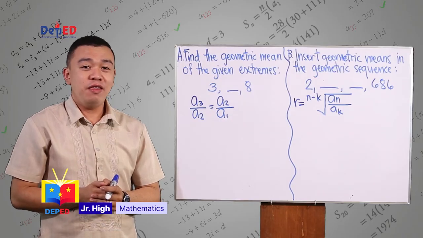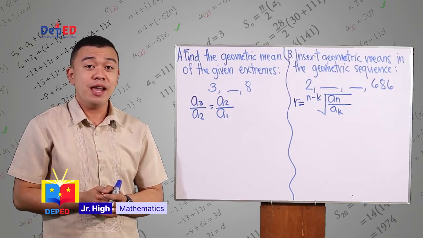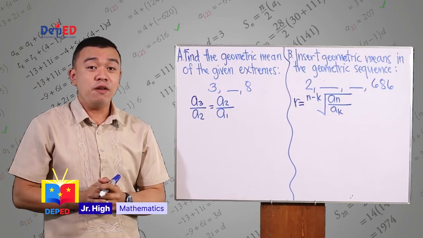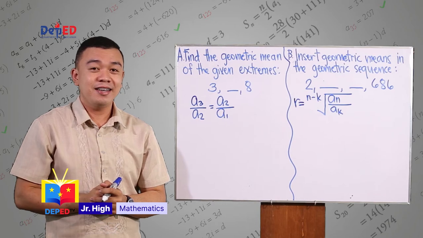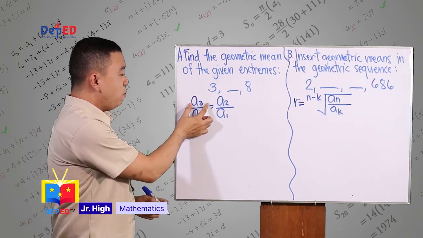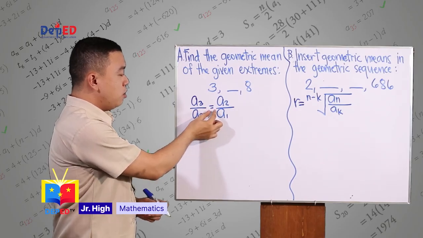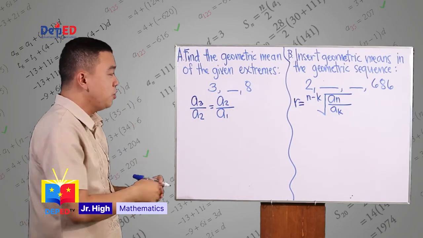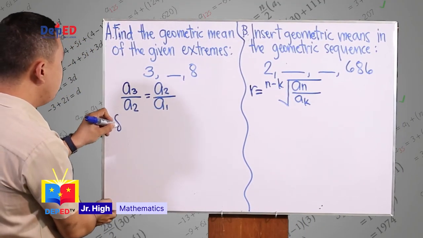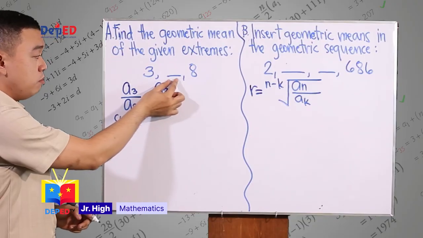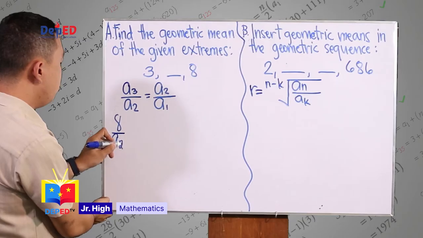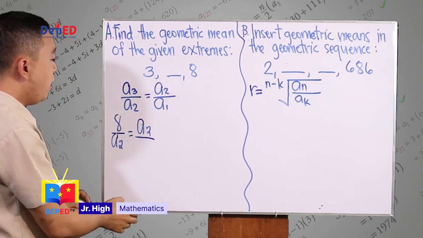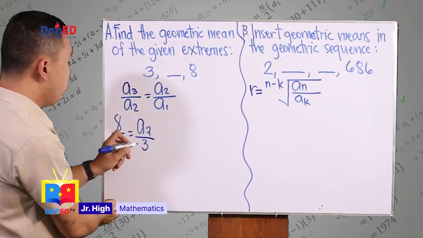For letter A, find the geometric mean of the given extremes 3, blank, and 8. Again, we are looking for the geometric mean of the extremes 3 and 8. With that, let's use a sub 3 divided by a sub 2 is equal to a sub 2 divided by a sub 1. Let's substitute the values. Our a sub 3, or the third term, is 8, divided by the second term, still unknown, so we will just copy a sub 2, is equal to a sub 2 again, unknown, just copy, divided by our a sub 1, or the first term, which is equal to 3.